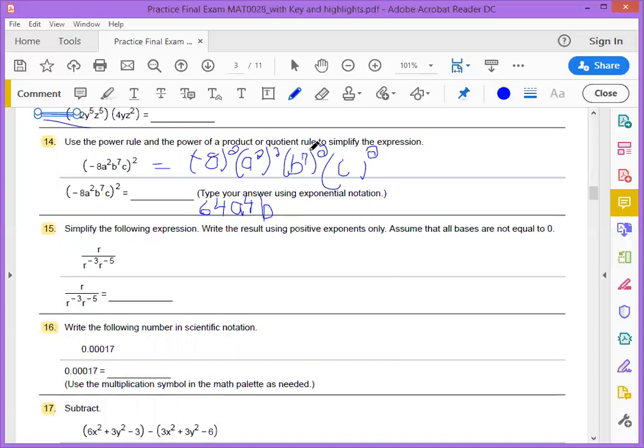And then b is already to the 7th power, but times the 2 will make that b to the 14th power. 7 times 2 makes us b to the 14th power. C is just a power of 1, so 1 times 2 will make that c to the second power. And this is our solution: 64, a to the 4th power, b to the 14th power, c to the second power.